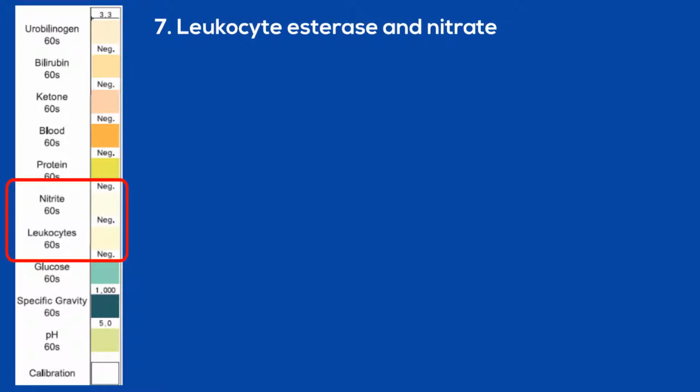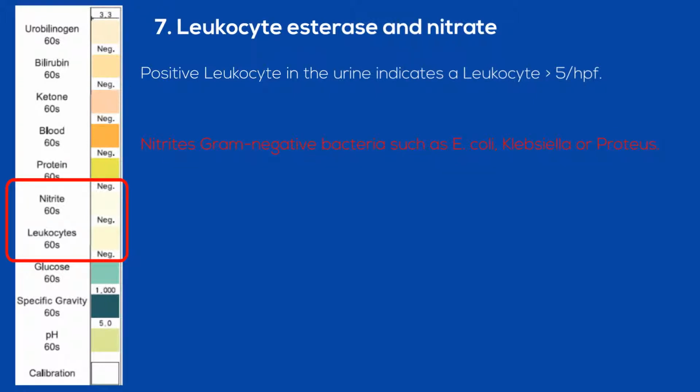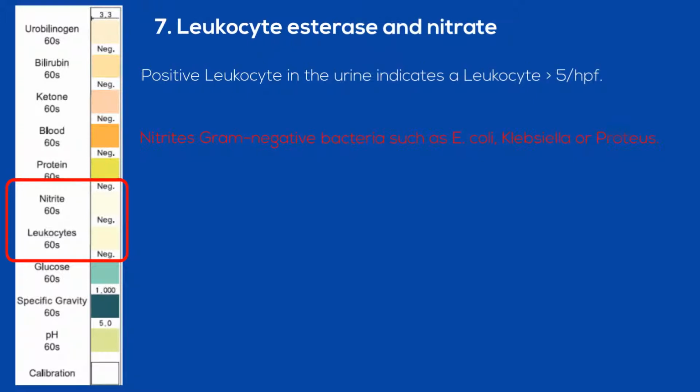Leukocyte esterase and nitrite. Positive leukocyte esterase in the urine indicates more than 5 leukocytes per high power field. Nitrite in the urine suggests a gram-negative bacteria such as E. coli, Klebsiella, or Proteus. A patient can have a UTI and the nitrite is still negative, such as in cases of UTI with a gram-positive bacteria, or if there is inadequate contact with the urine.